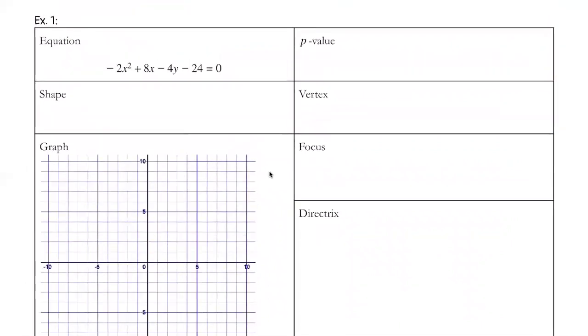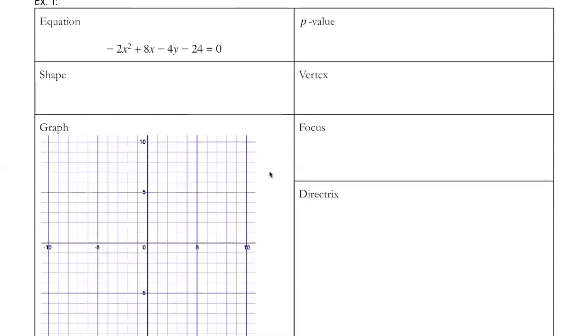All right, so we've got example number one here, okay? So I've got this equation, negative 2x squared plus 8x minus 4y minus 24 equals zero. And my goal is to identify the shape, identify how far the vertex is from the focus, or what the p-value is, where the vertex is, where the focus is, and where the directrix is, and then take all of that information and throw it on a graph.